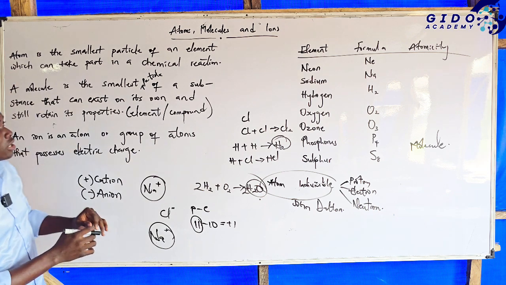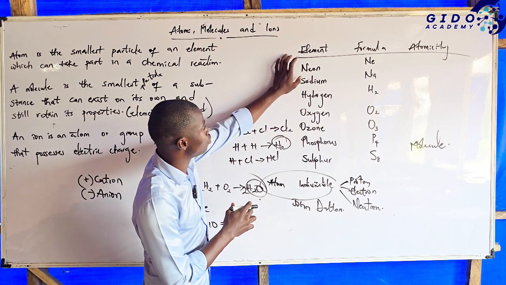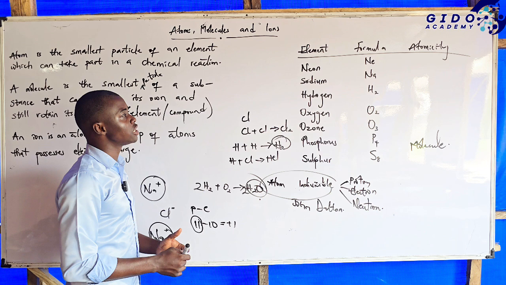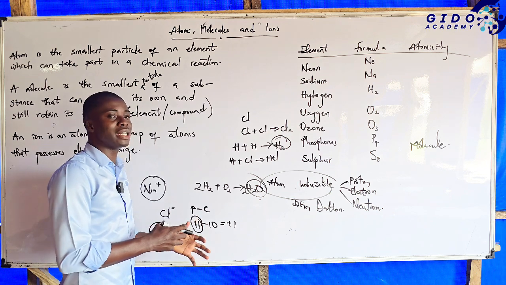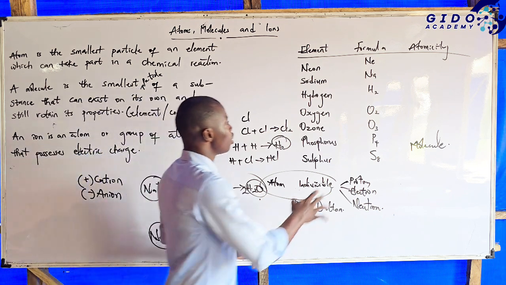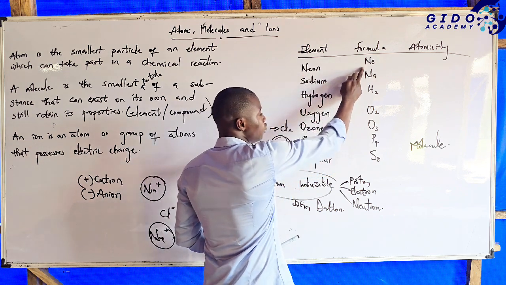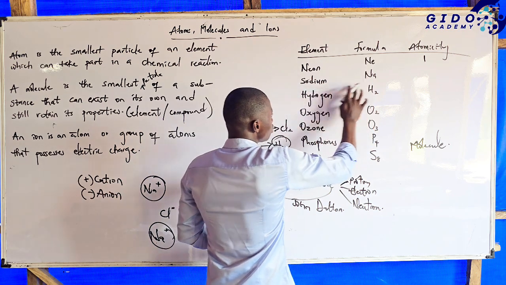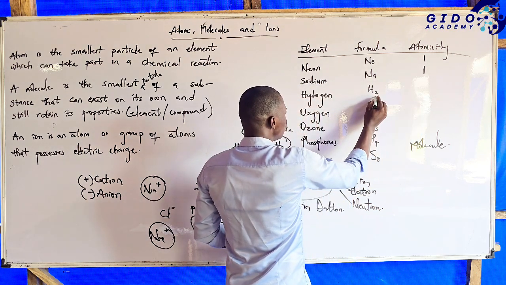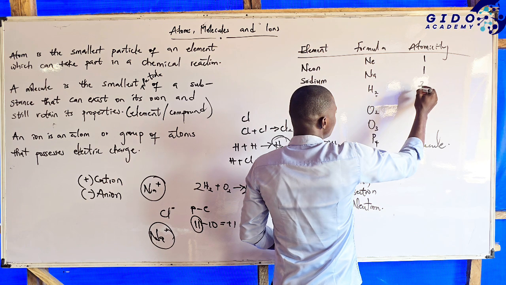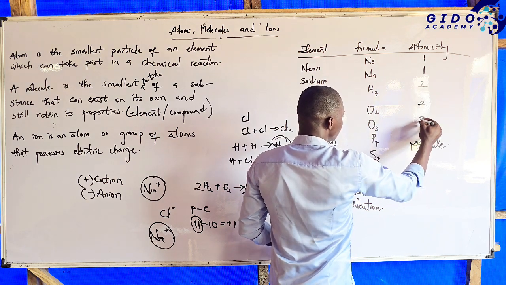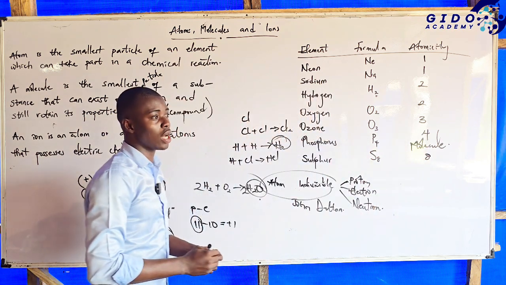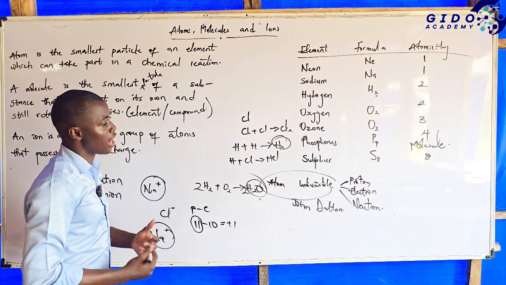So that's the basics you are expected to know about atom, molecule, and ion. And there are other things again I want to bring out to you. We have element, formula, and atomicity. Atomicity simply means the number of atoms in that element, in that molecule, in whatever. Now, if you look at neon, look at the formula of neon. How many atoms do you have there? It is one. So the atomicity is one. Sodium atomicity is one. How many hydrogen do you see here? Two. So the atomicity of hydrogen is two. Oxygen is two. Ozone is three. Phosphorus is four. And sulfur is what? Is eight. So that's what you have to know about the atomicity of atoms and molecules.